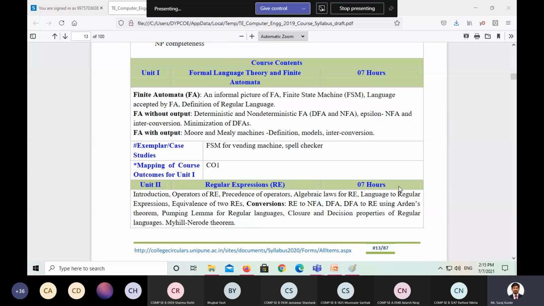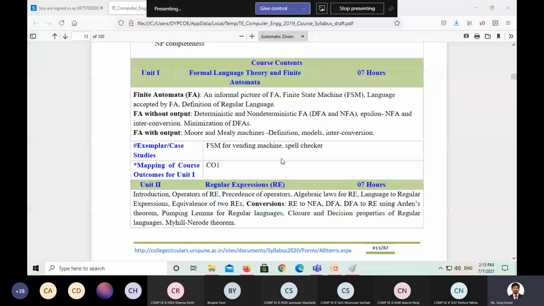Then 3 questions were given as an assignment, that you have to find out what will be the transition diagram for the given language. So using the strings of the given language, you have to find out the transition diagram. That was the question. The 3 questions were given.